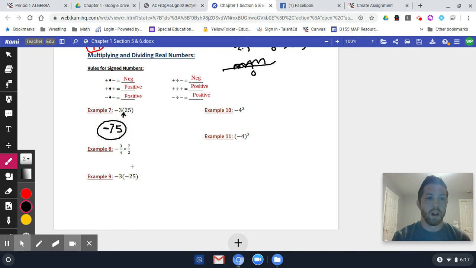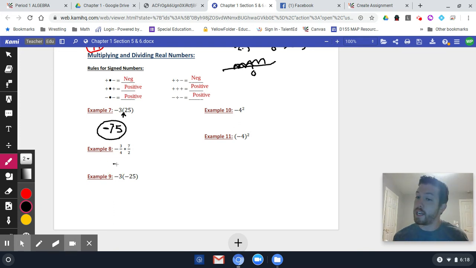All right. So then we have our fractions down here. We have a negative fraction, and we're multiplying it by a positive fraction. So we have a negative times a positive. We go back up to the top of our chart, where we have a negative times a positive, and we look at what the answer is going to be. Well, we know we're going to get a negative answer.